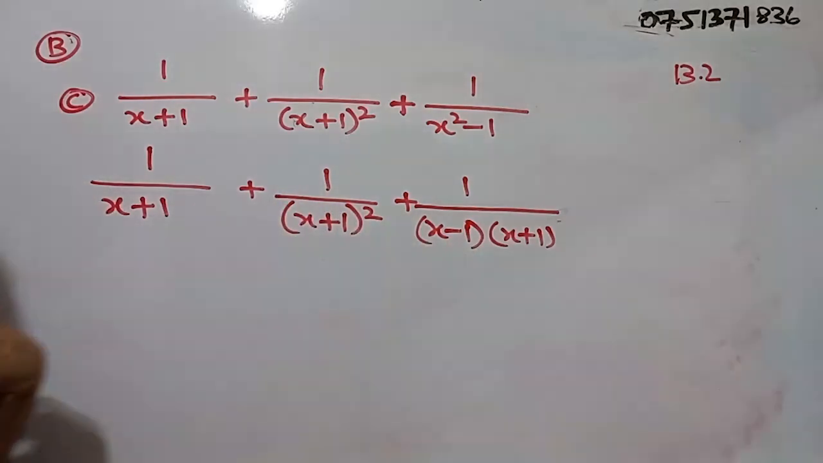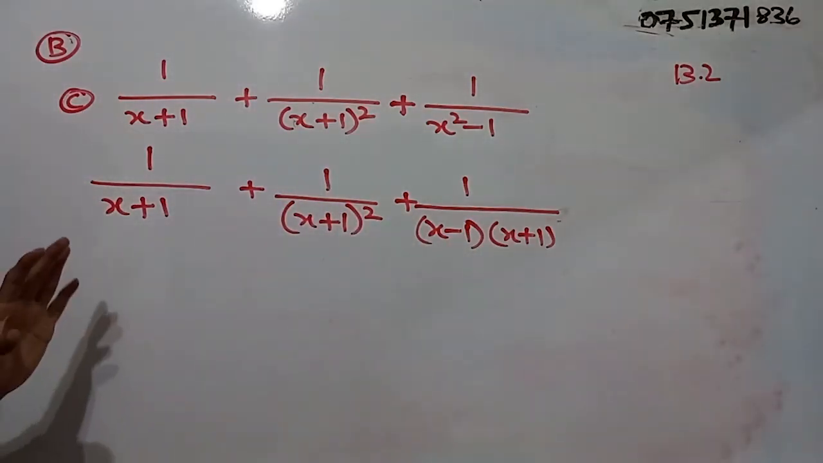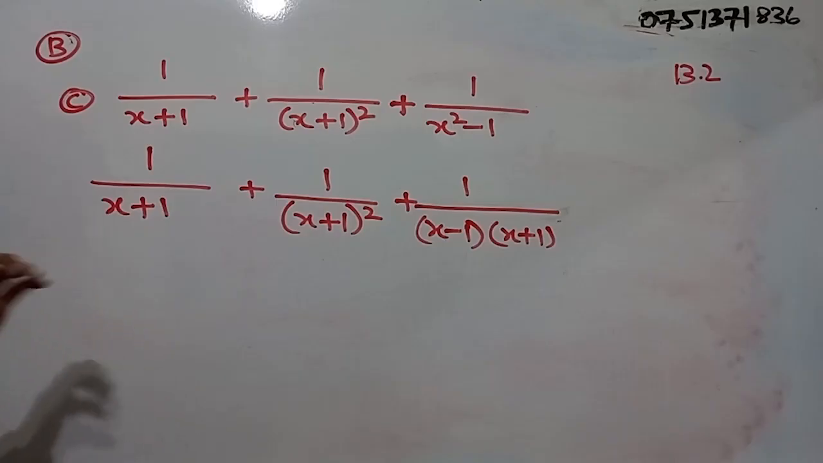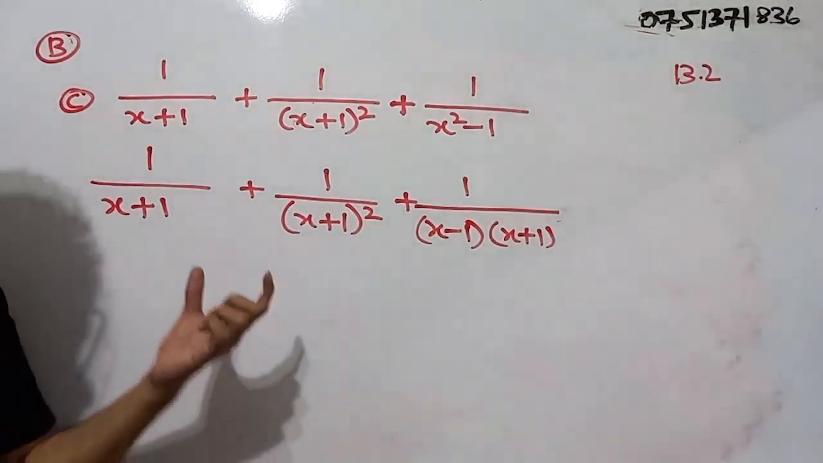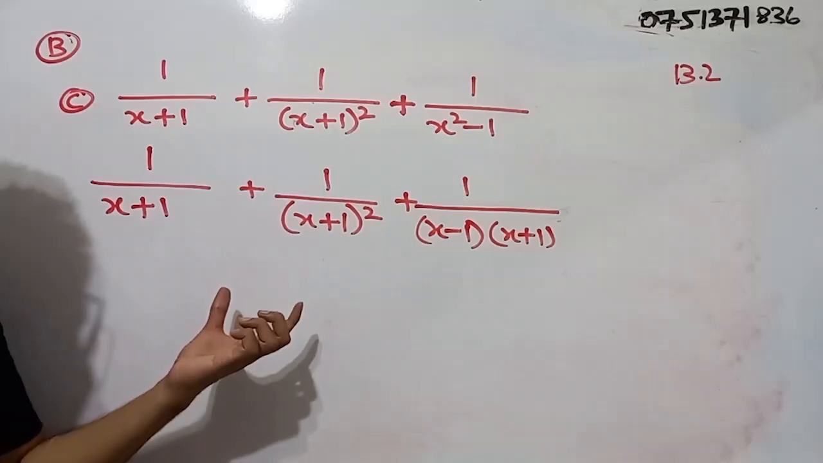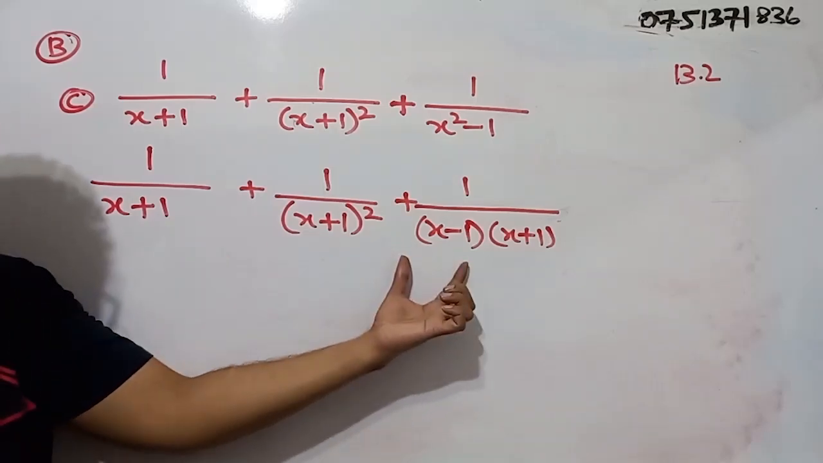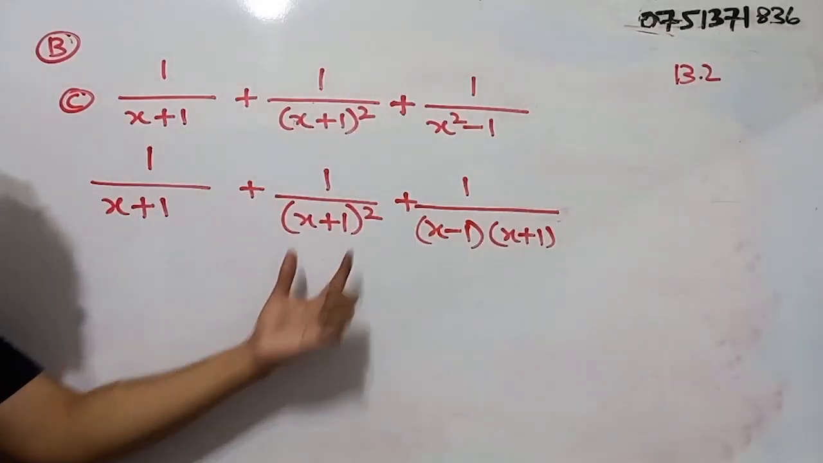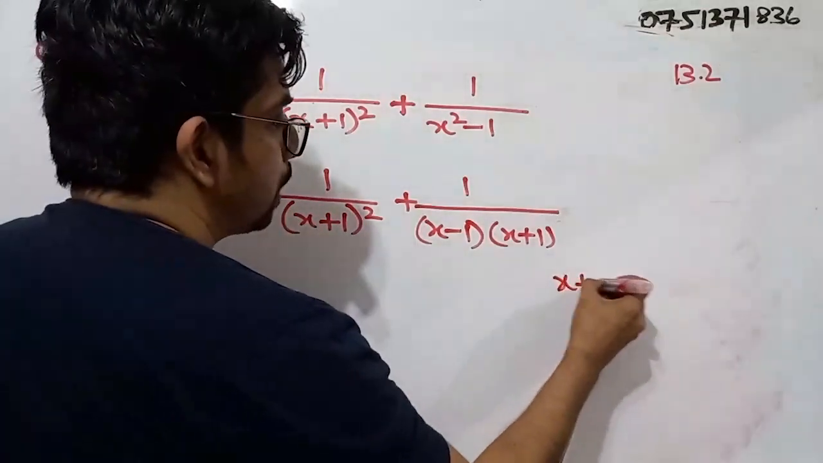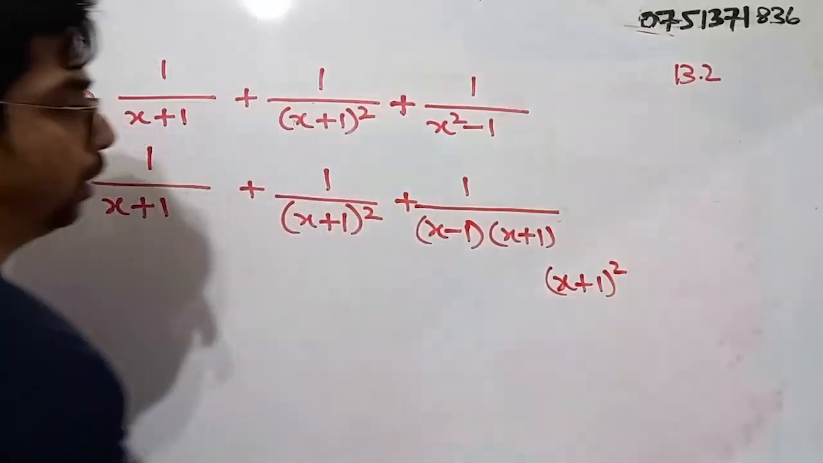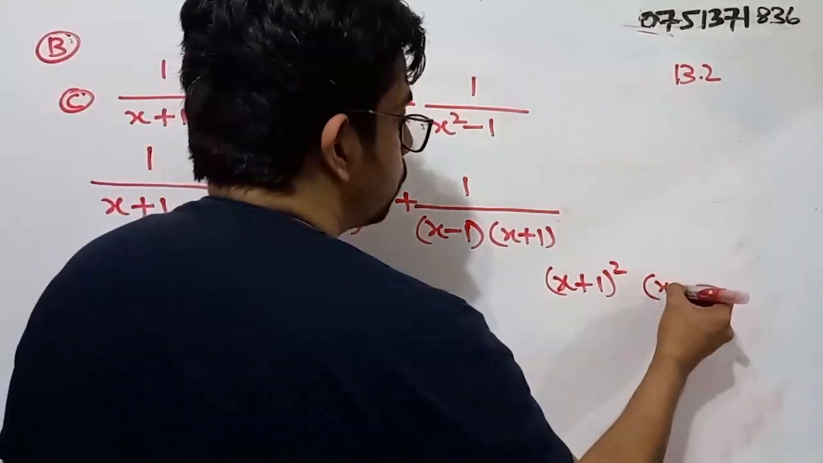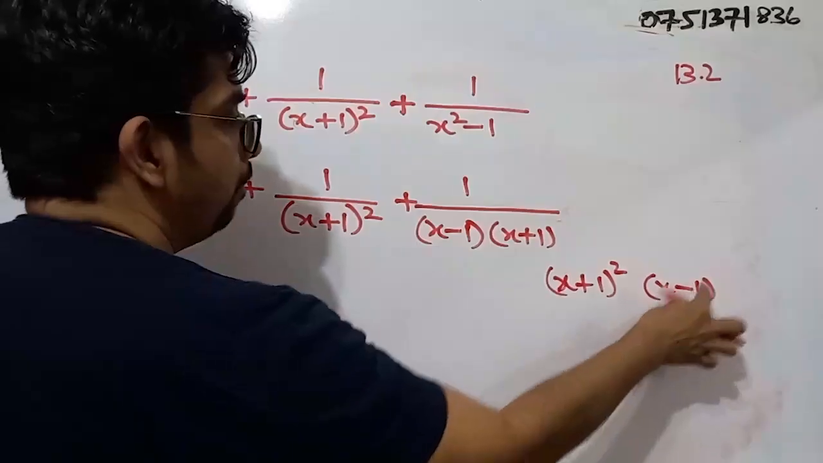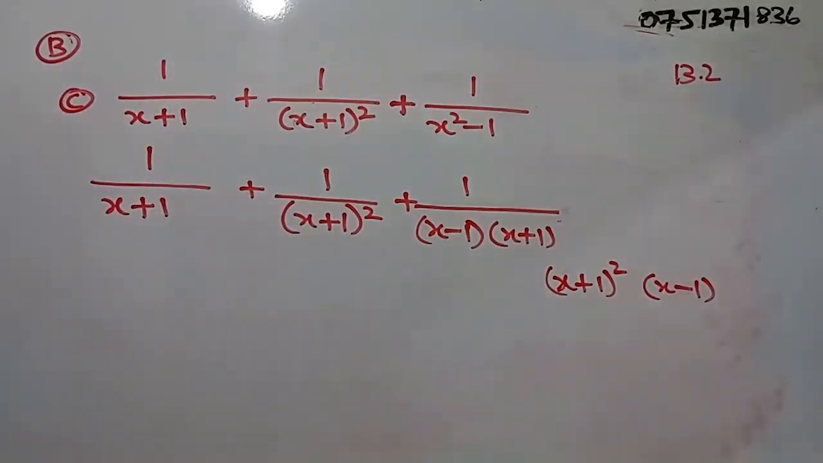Two different algebraic expressions. So what should be the least common multiple? We have to consider the highest exponent of each of the algebraic expressions here. So when we consider x + 1, it should be (x + 1) squared. Then when it comes to x - 1, we only have the first power of it. So that should be the least common multiple.